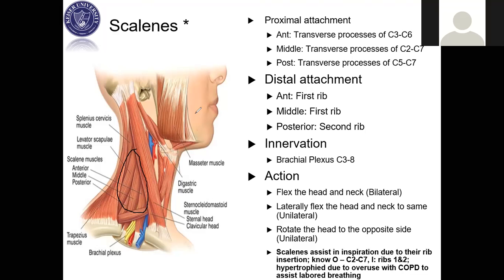So what I need you to know about the scalenes is that they insert onto the first 2 ribs. Scalenes has the same actions as the sternocleidomastoid, and the scalenes works as a compensation for breathing for people who have COPD. All right, if they're having trouble breathing, they use the scalenes to compensate for their breathing. So that's the information that I'm going to need you to know for the scalenes.